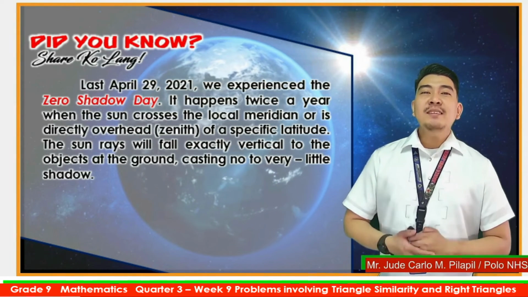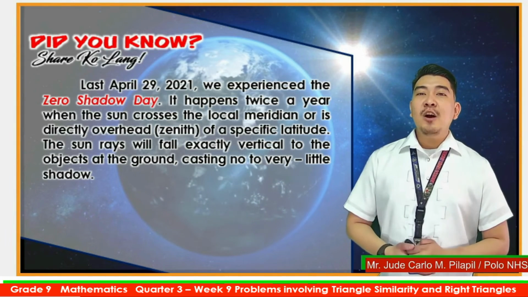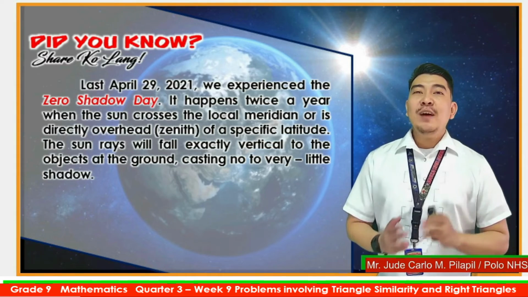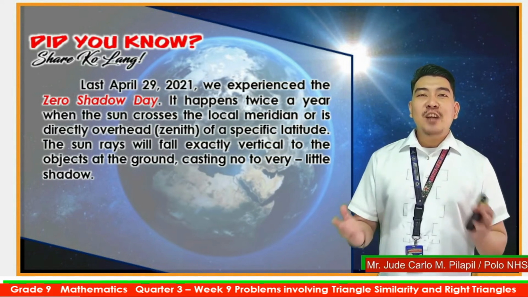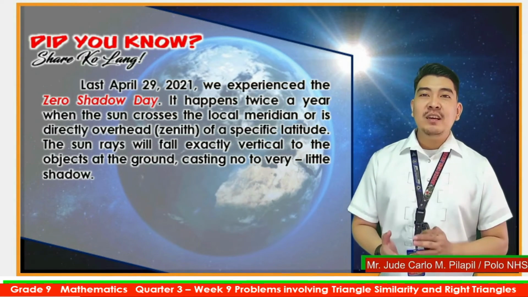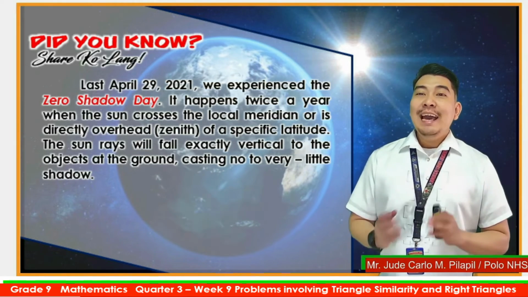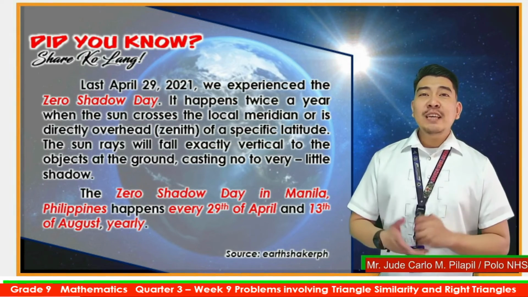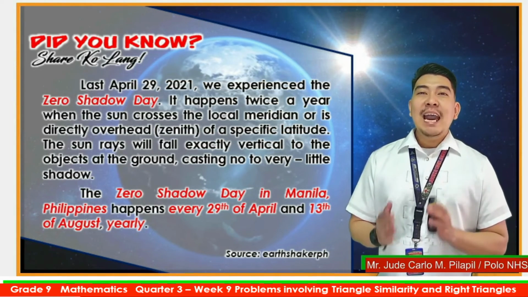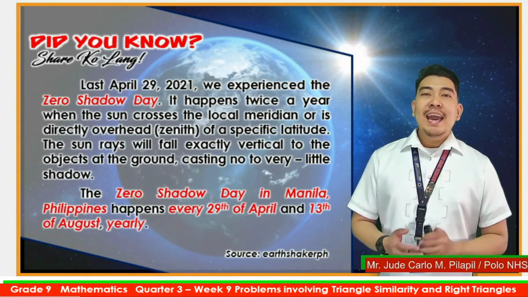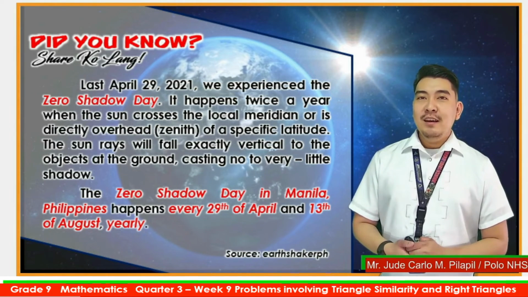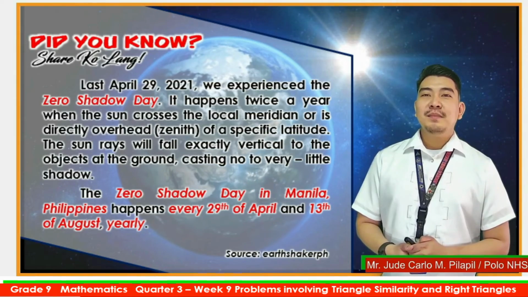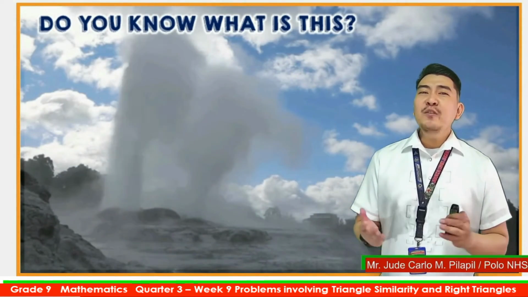It happens twice a year when the sun crosses the local meridian or is directly overhead or in the zenith of a specific latitude. The sun rays will fall exactly vertical to the objects at the ground, casting no to very little shadows. The Zero Shadow Day in Manila, Philippines happens every 29th of April and 13th of August yearly. So the source of this one is Earthshakers Philippines. This day is indeed a fun-filled trivia day.